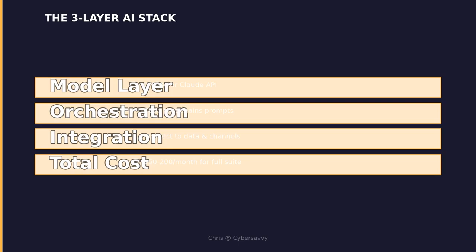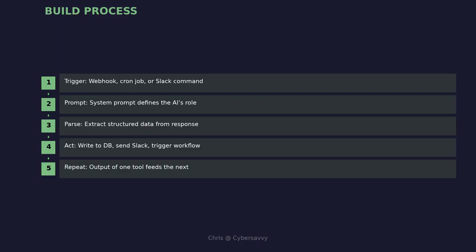Every custom AI tool follows the same fundamental pattern. I call it the trigger-prompt-parse pipeline. Step 1. Trigger. Your tool receives an input. This could be a webhook from n8n or Make.com, a Slack command, an email forward, a scheduled cron job, or a file landing in a watched folder.